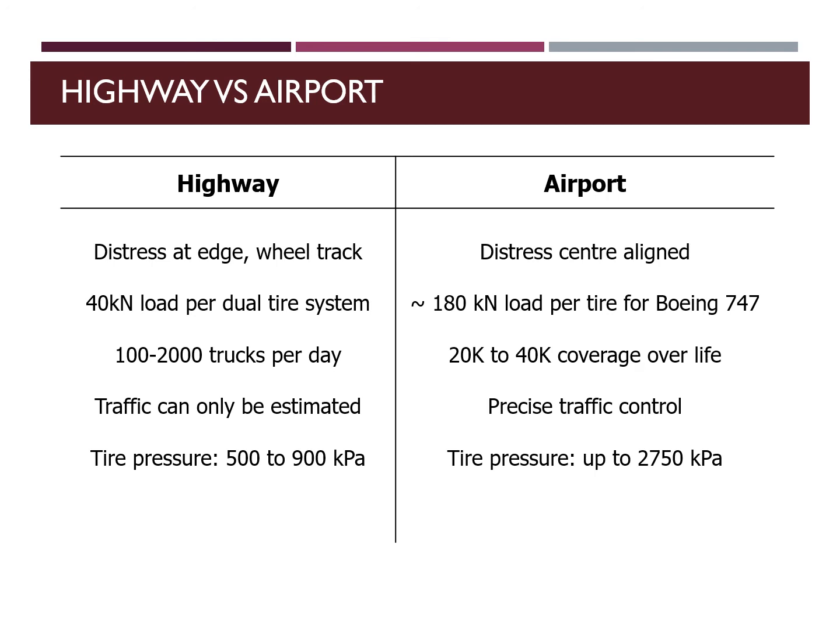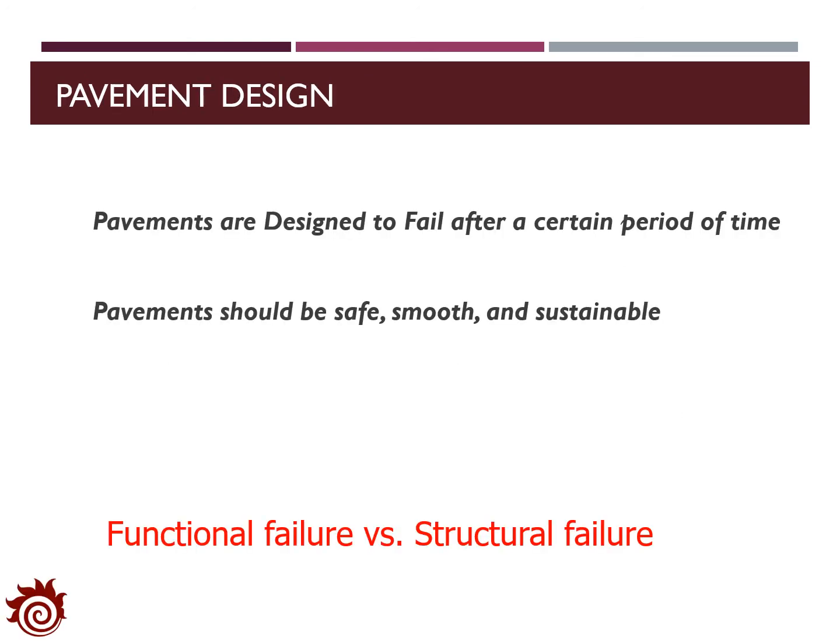Finally, the tire pressure on highway for trucks varies from 500 to 900 kilopascal, but in airports it's much higher, it could be up to 2700 kilopascal. So the requirement in airport is usually much higher for the pavement. So in the summary, the pavements are designed to fail after a certain period of time, which would be the design life of the pavement.